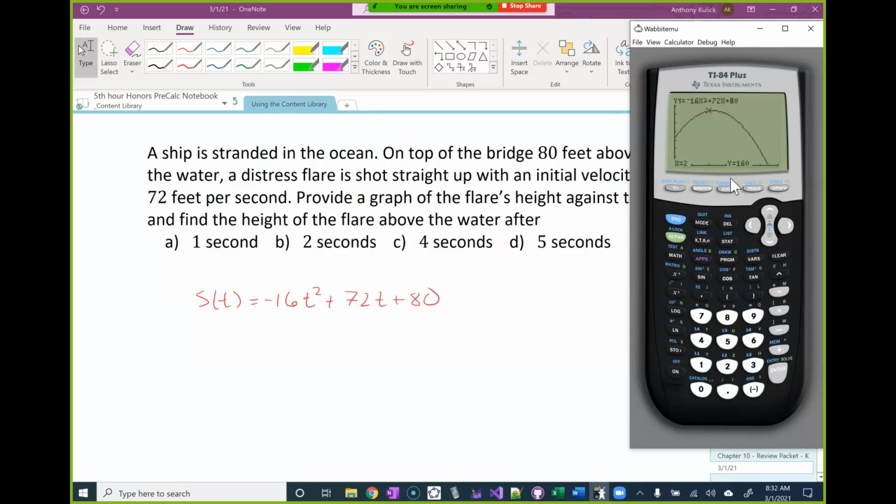Now, question for you guys. The graph here, does that really represent an accurate picture of what the flare is doing? Not really, right? Because this gives you the impression that the flare is going like this. What is the flare really doing? It's going like that. So we can make a better graph than this if we use a parametric function. So let's move this into parametric mode.